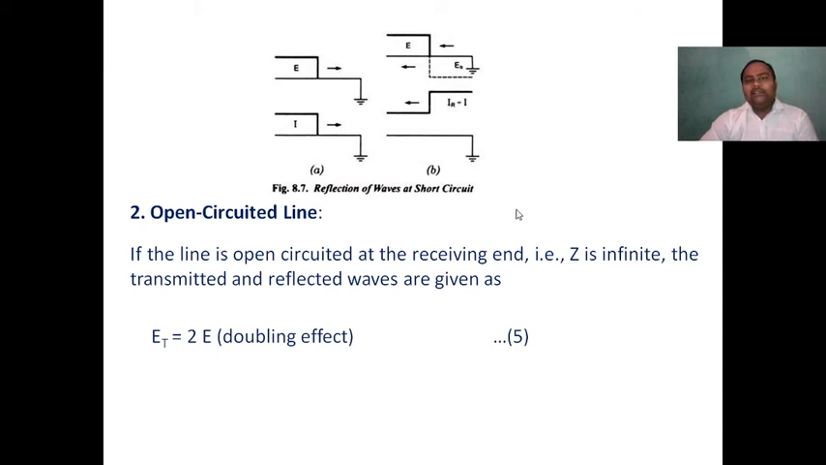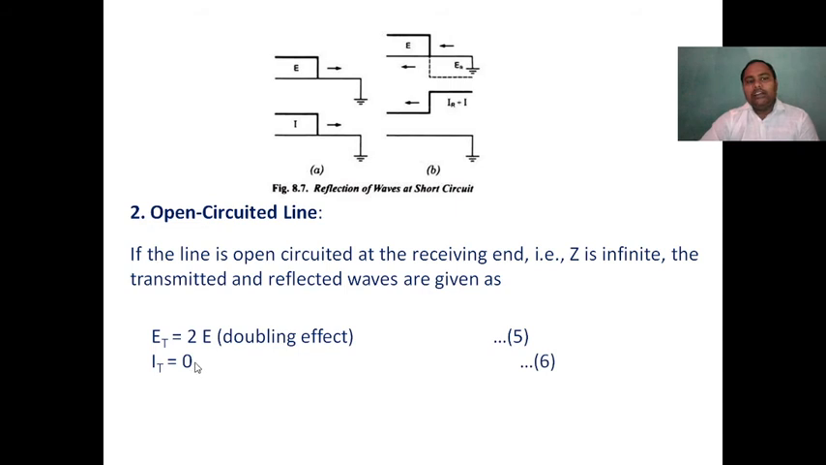So when the line is open circuited, the voltage E is already there at the receiving end. If the wave is traveling from sending end to receiving end, another E is traveling. Already in open circuit condition, some E is present. So E plus E becomes 2 times of E, that is called the doubling effect. The transmitted voltage in open circuit condition is 2 times of the incident voltage.